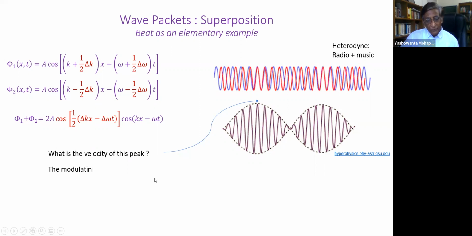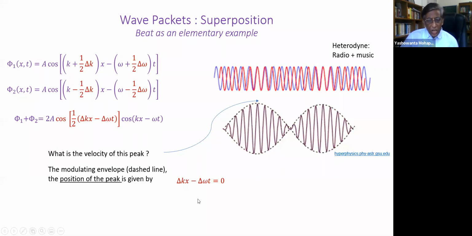That I can find out because of the modulating envelope, that is the dashed line. The position of the peak is given by delta k x minus delta omega t must be zero, because that is what it becomes, cos of kx minus omega t. So delta k x minus delta omega t equals zero is how I find out where the position of this peak is.